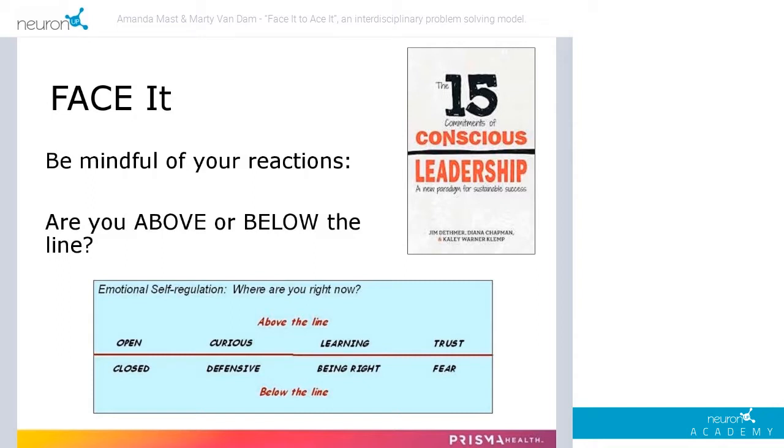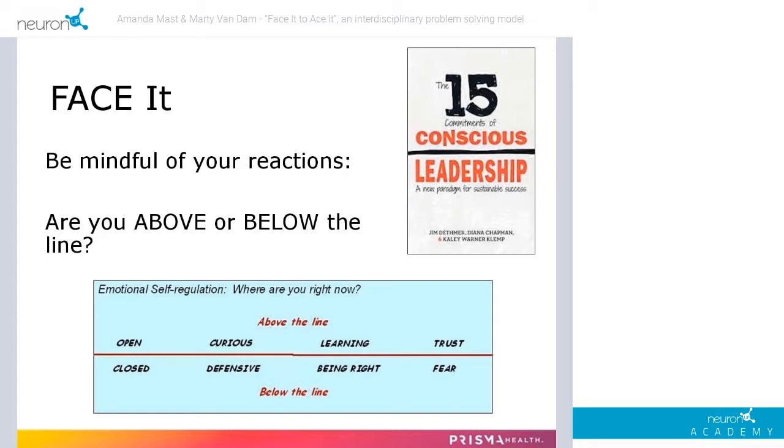So we ask ourselves and our patients to think, in this moment or in this problem situation, am I responding from above the line or reacting from below the line? If I'm responding from above the line, that is the words listed there: open, curious, learning, so willing to learn, and trust in a person, a situation, or in a process. If you react or respond from above the line, that's reacting from a creative state. And below the line, that's a closed state, defensive, committed to being right, and acting out of fear. And that's a more reactive state.